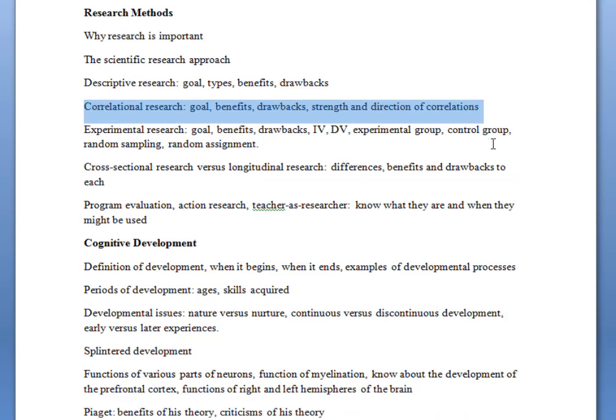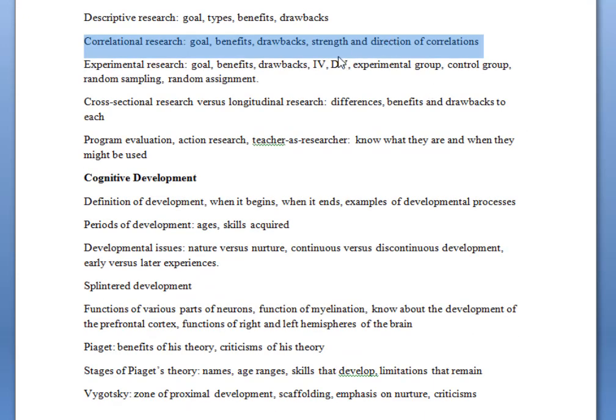Now, one thing we did note was the strength and the direction of correlations. So the strength refers to the number. A correlation can be assigned a strength or a number anywhere between 0 and 1. So a correlation of 0 means that the two variables are not related at all. A correlation of 1 is a perfect correlation. They always go together in the same way.